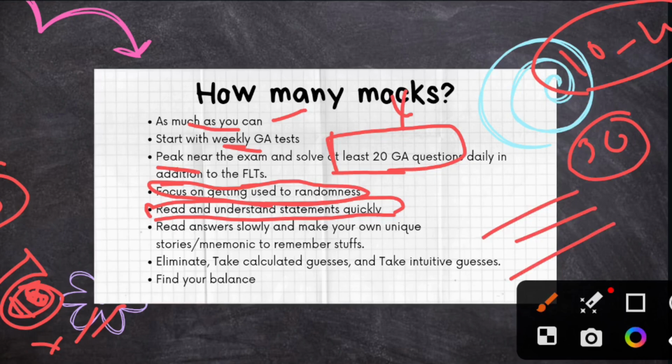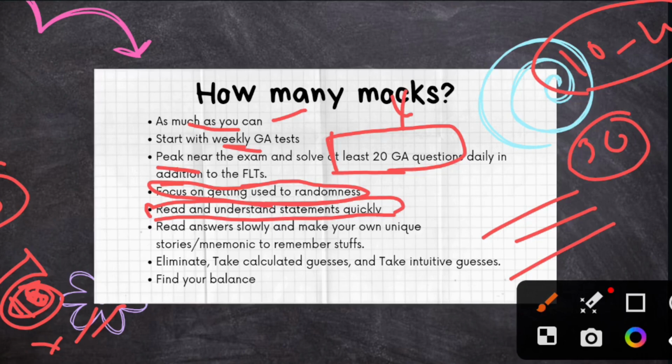Then you have to read and understand the statements quickly. So these are the things you need to practice in the mocks, and learn and see where you are lagging, and then work on those areas. So you need to read and understand the statements quickly. So three statements are there, you read them, you see the key data on that statement.